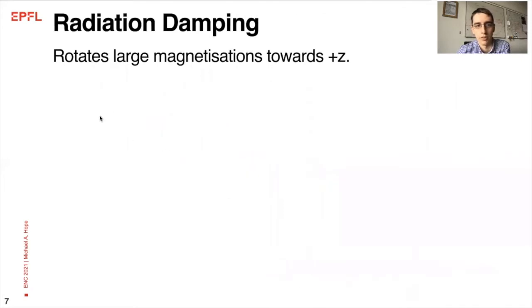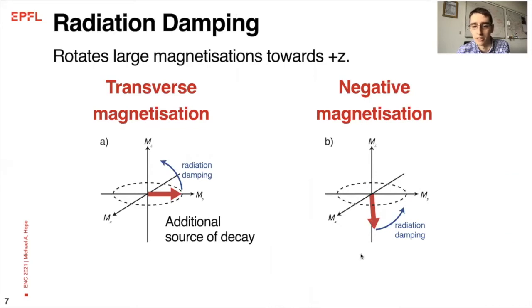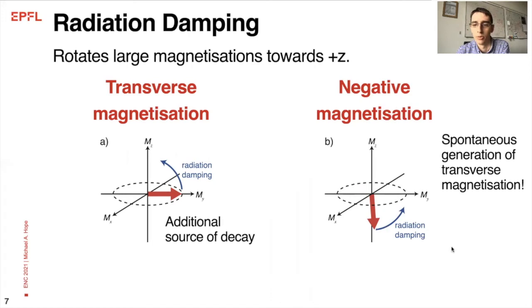Radiation damping is an effect that rotates large magnetizations towards plus Z due to coupling with the coil. If you start with transverse magnetization, this is an additional source of decay. Whereas if you start with negative magnetization, radiation damping rotates it into the transverse plane, which spontaneously generates transverse magnetization.